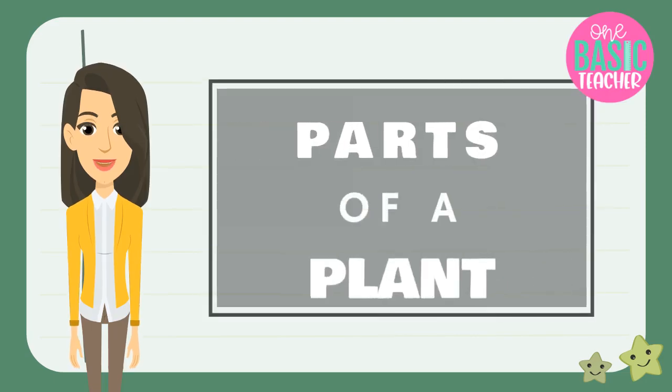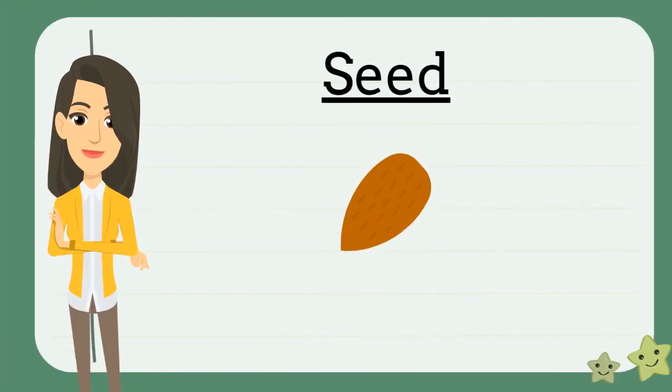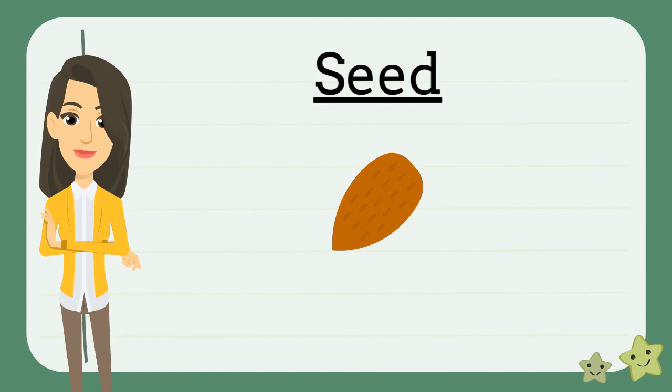In this episode, we're going to learn about parts of a plant. Did you know that there are many parts of a plant that help it live and grow? The first part of a plant is the seed. The seed is what the plant grows from. You plant it in the soil and watch it grow.